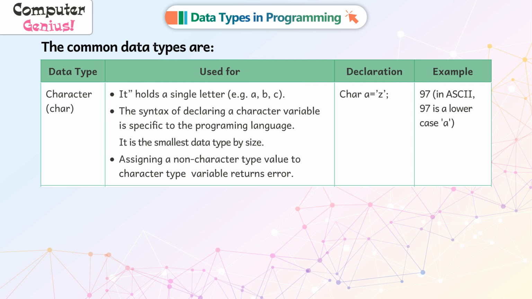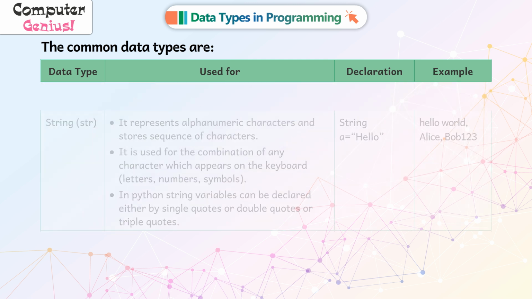Character. It holds a single letter. Example: A, B, C. The syntax of declaring a character variable is specific to the programming language. It is the smallest data type by size. Assigning a non-character type value to a character type variable returns an error. Char a equals 'z'. 97 in ASCII is a lowercase a.